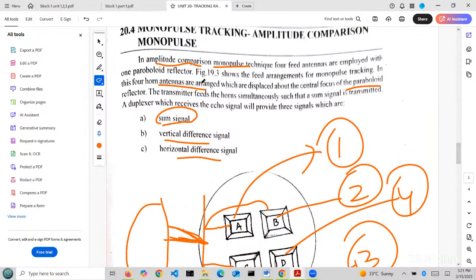The four antennas are arranged displaced over the central focus of the paraboloid reflector. The transmitter feeds the horns simultaneously. So we are taking some of the signal that is transmitted. Mono means single, and that single is the combination of four. A duplexer is used across the receiver, and we will get the echo signals. Echo means disturbance of the signal. When you get the disturbance, if it is matching with the target, we will get the sum signal. If there is a small variation, we will get the vertical difference signal or horizontal difference signal.